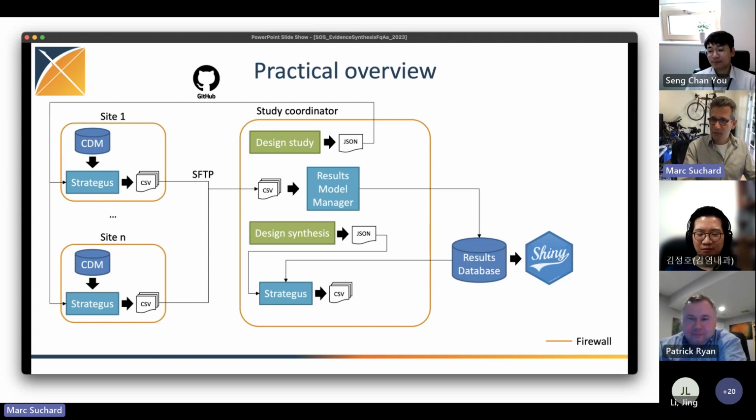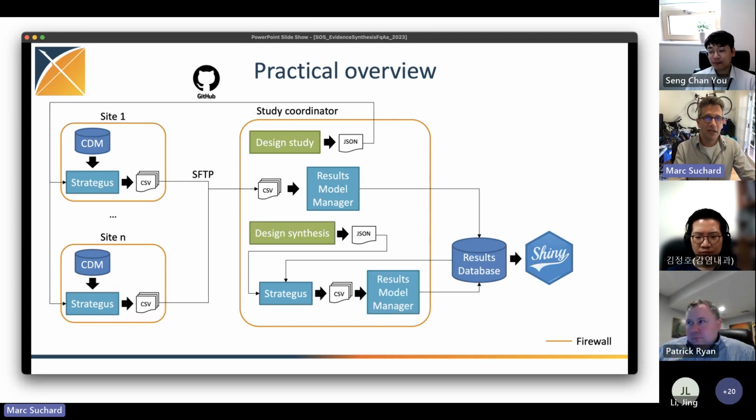And then Strategist will give some output, again some CSV files, which will display all of the results from our meta-analysis, which of course will be loaded up to our public results database and can be queried directly for disseminating our evidence.